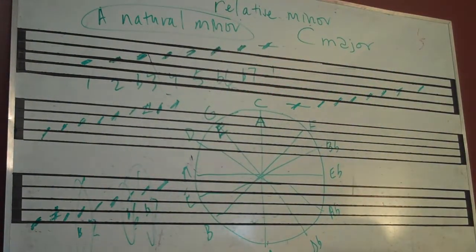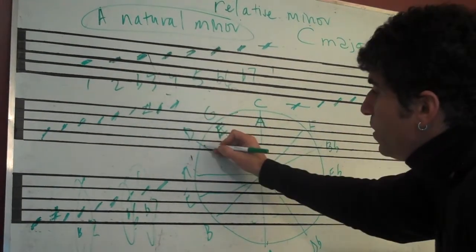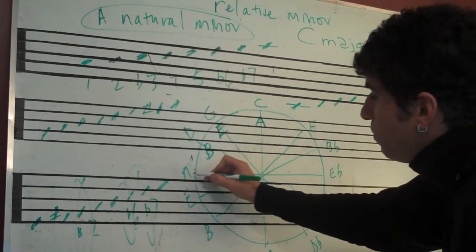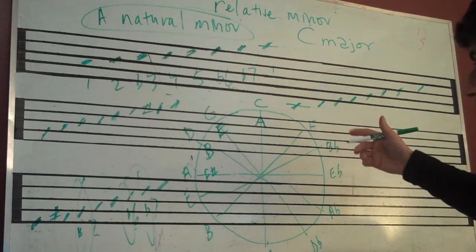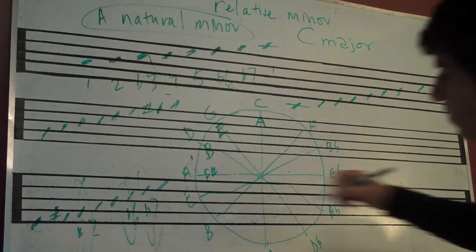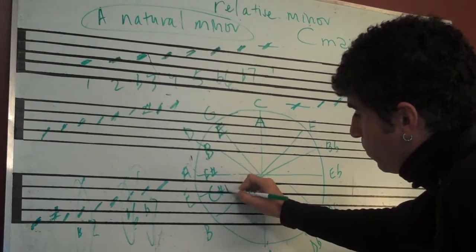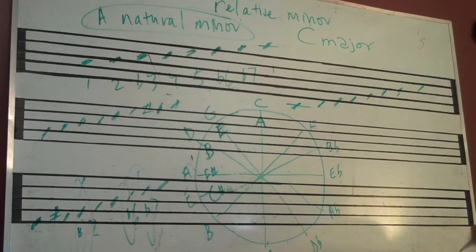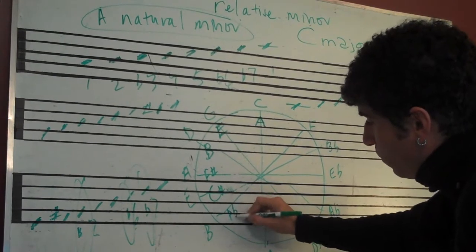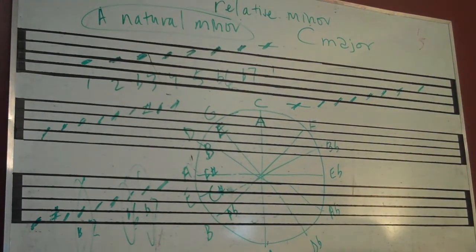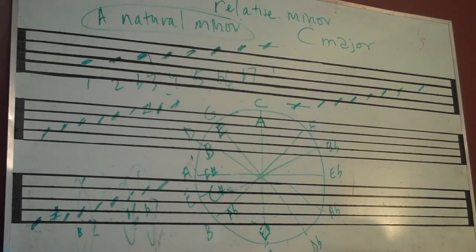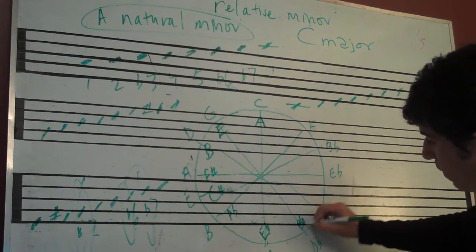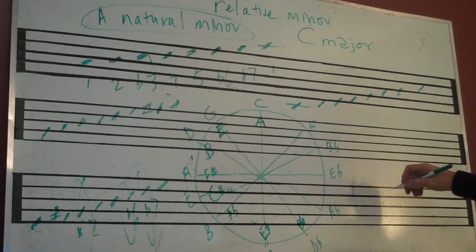You get the idea. So continuing on, the natural minor for D would be B natural minor. A would be F sharp or G flat. E would be C sharp or D flat. B would be A flat or G sharp. G flat would be E flat or D sharp. D flat would be B flat or A sharp, etc., etc.